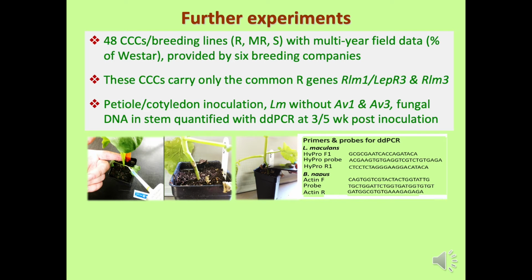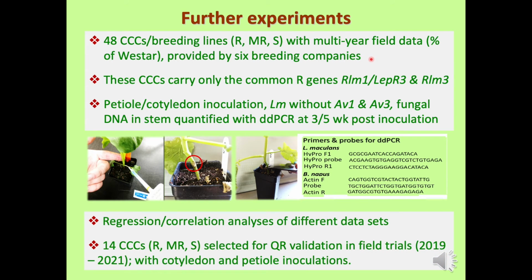In further experiments, canola varieties or breeding lines with a range of resistance based on multi-year field data were provided by breeding companies. Mind you, the results from these field trials may involve both major gene resistance and QR because the disease was mostly caused by natural inoculum. And also these varieties carry only the common R genes as described before.